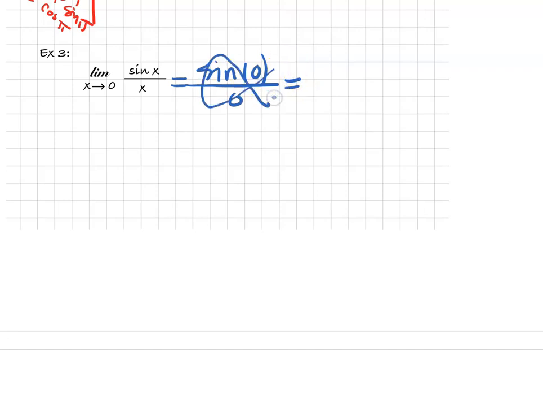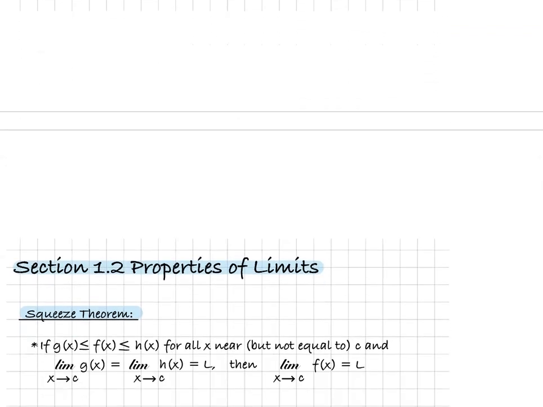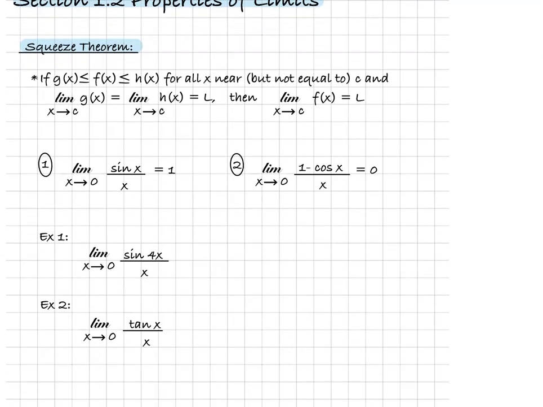We can't divide by 0. And so what we're going to do is learn a new theorem in order to help us solve this. It's going to show us two different facts, or trig functions, that we can actually use to help us. So let's look at this part here and go ahead and go to the next page.